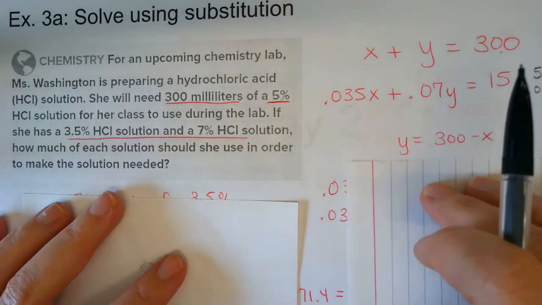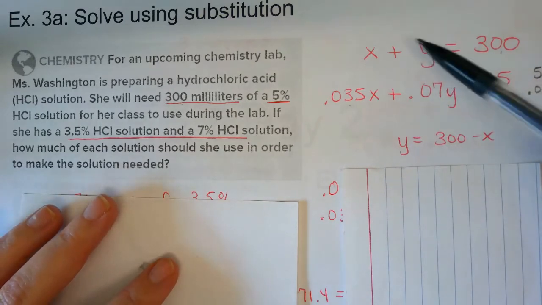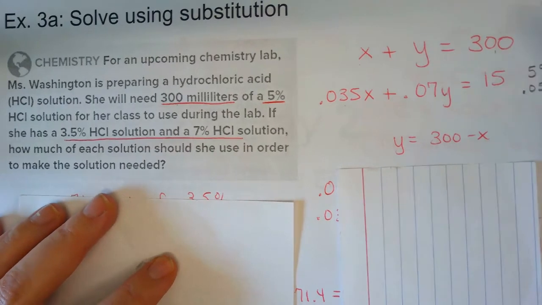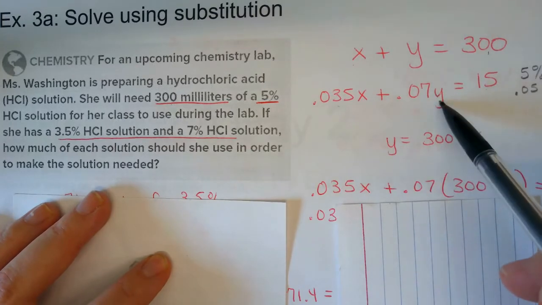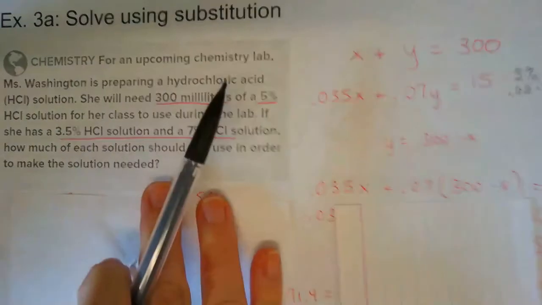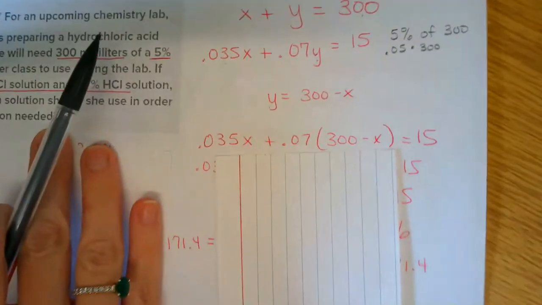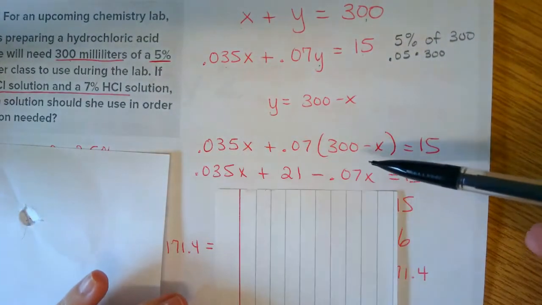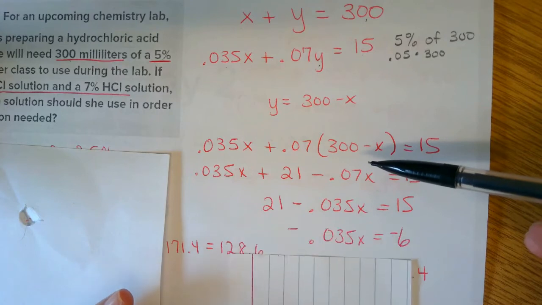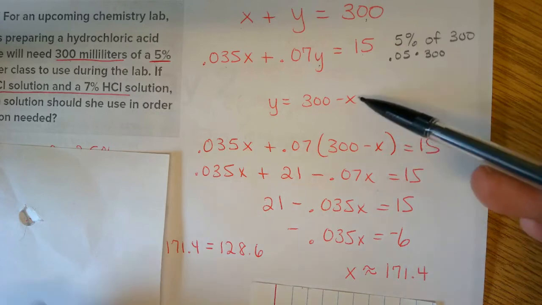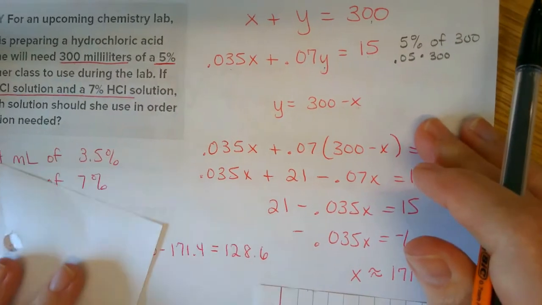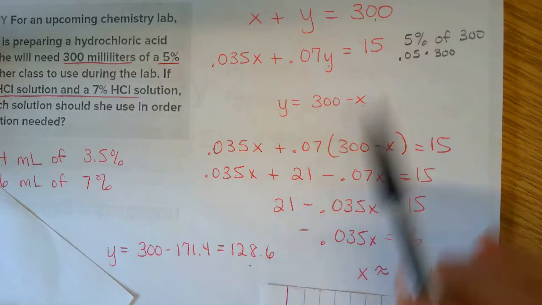So I went ahead and solved the top equation for y, so I just subtracted my x over. And then I substituted it into that bottom equation for the y spot. So then we can distribute, combine like terms, move our stuff over, and then divide. So this was about 171.4. I plugged it back into my solved equation, and I found that I had 128.6.